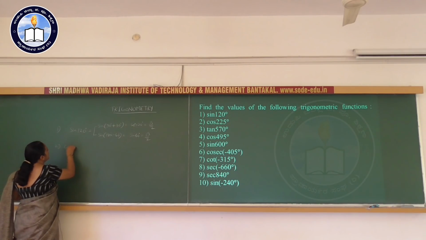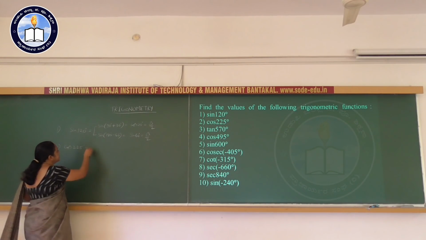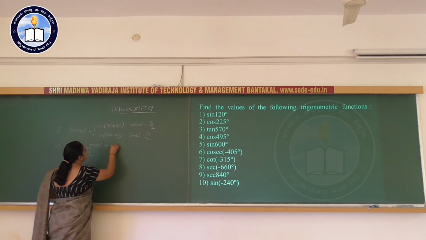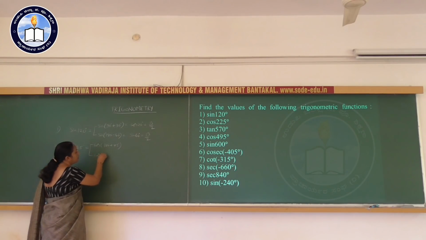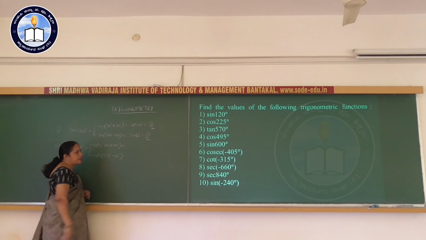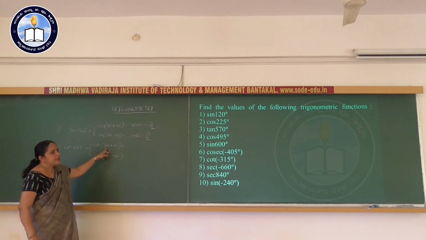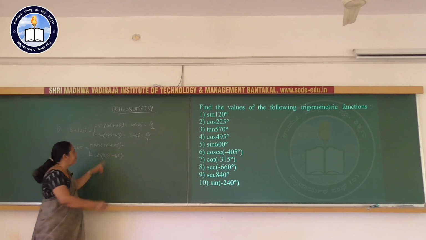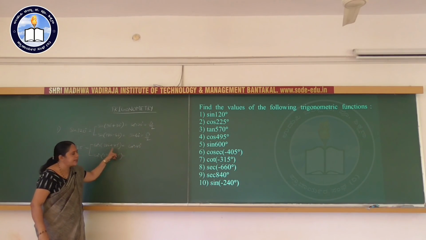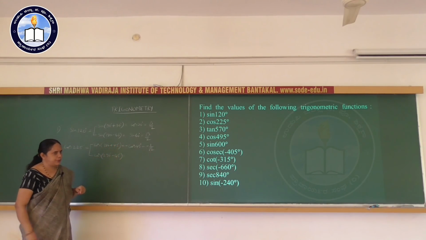Next, cos 225 degrees. We can write cos 225 in two different ways: cos of 180 plus 45 or cos of 270 minus 45. Now, if you write cos of 180 plus 45, since it is 180 degrees, first write cos 45. Again, it's in the third quadrant. In the third quadrant cos theta is negative. So the answer is minus 1 by root 2.